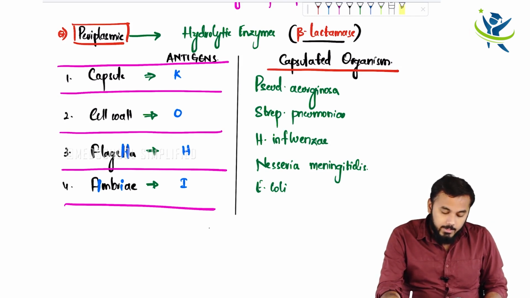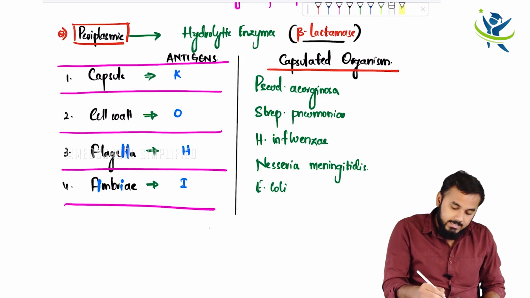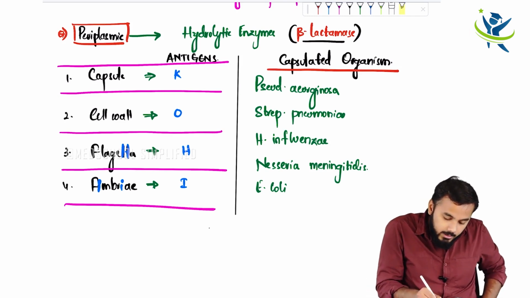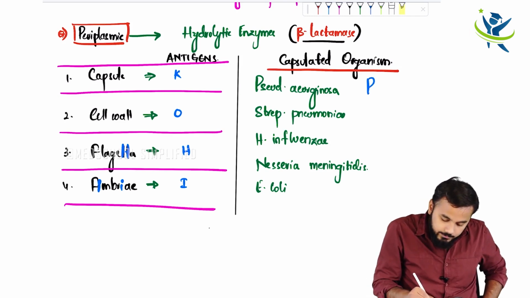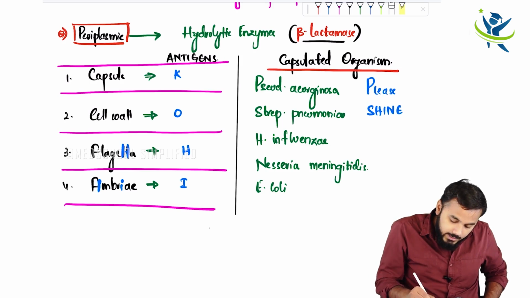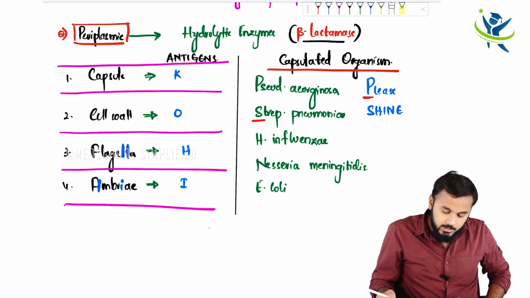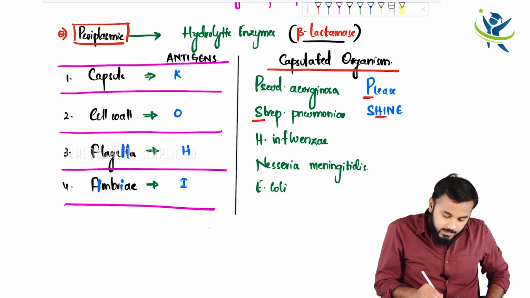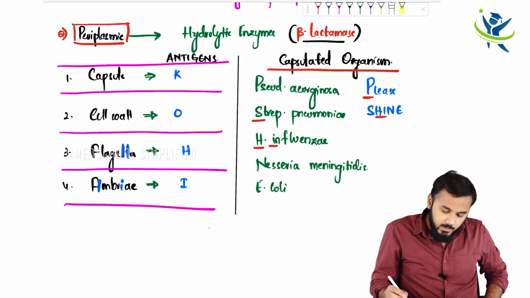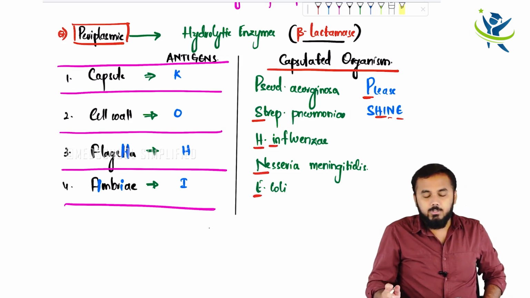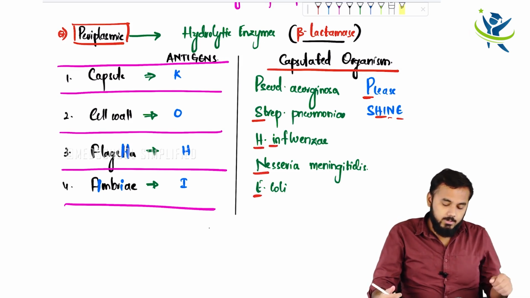How do I remember this? I remember this with a mnemonic, that is, please shine. What is P here? Pseudomonas aeruginosa. What is S here? Streptococcus pneumonia. What are H and I? Haemophilus influenzae. What is N? Neisseria. And what is E? That is E. coli. So these are the organisms which are capsulated.